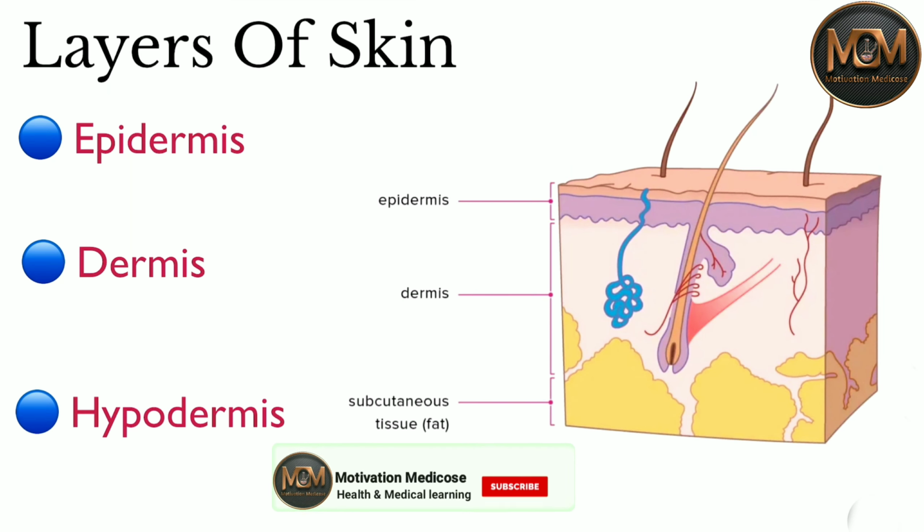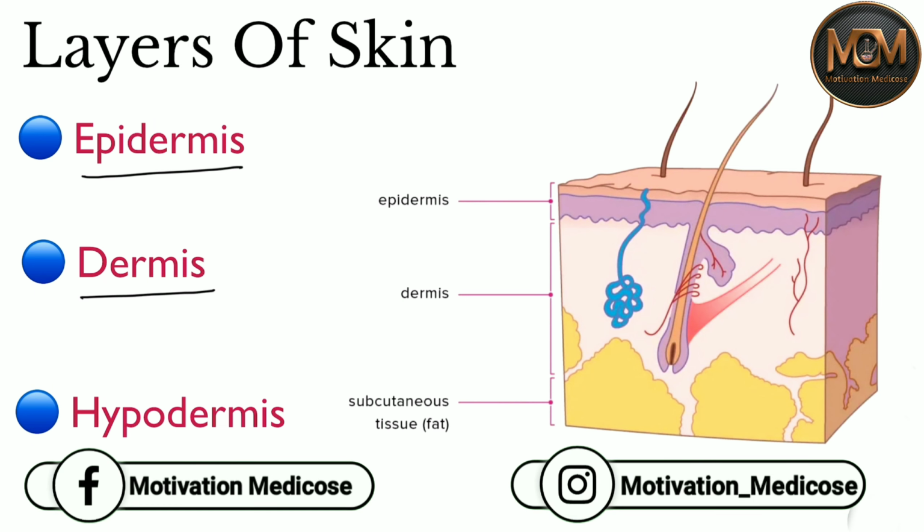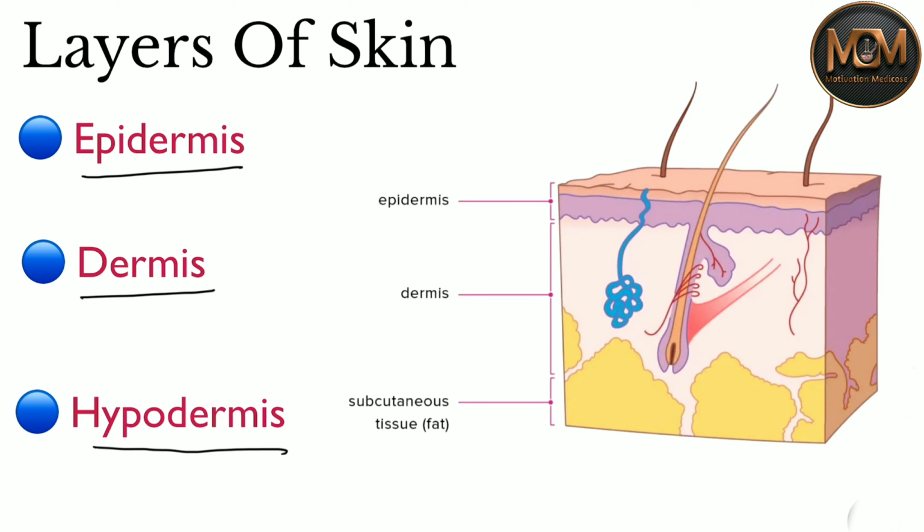The skin has three layers, or we can say the skin is made up of three layers. The first is the epidermis, the second is the dermis, and the last is the hypodermis layer. The epidermis is the outermost layer. You can see it, touch it, and even feel it. The outer layer you can see over here is the outermost layer, called the epidermis.